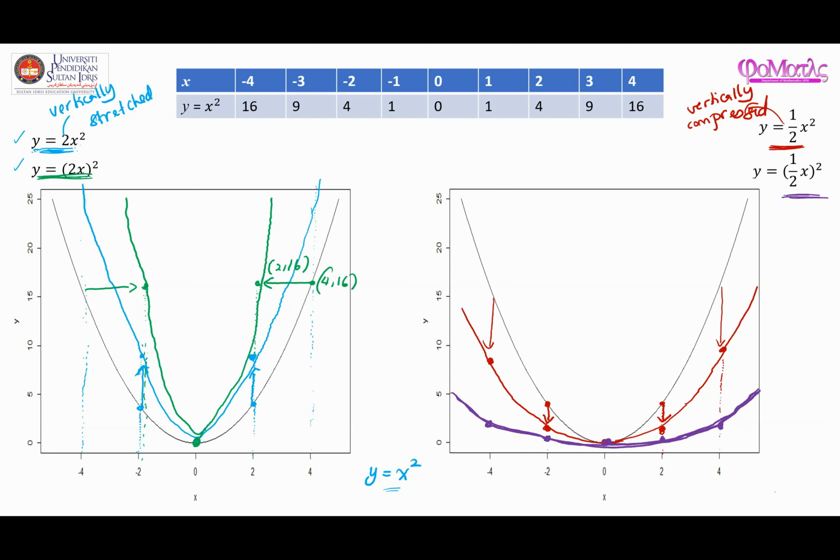So it is being horizontally stretched. If this is the original point, it is being stretched horizontally. So this is the original point being horizontally stretched.